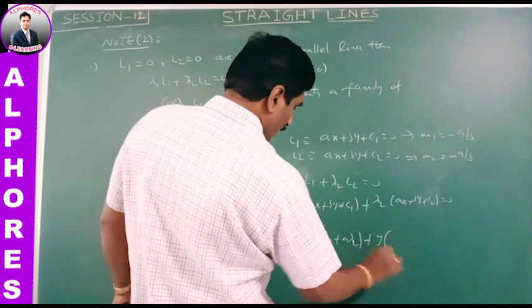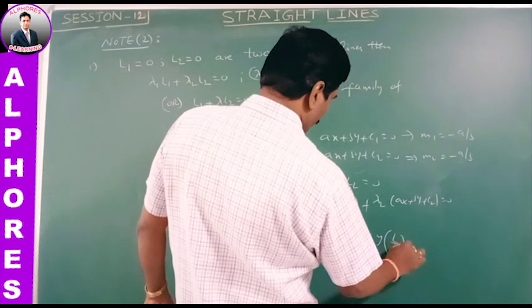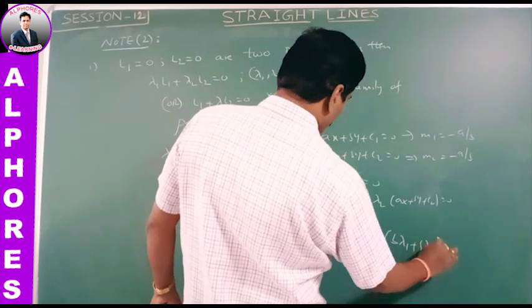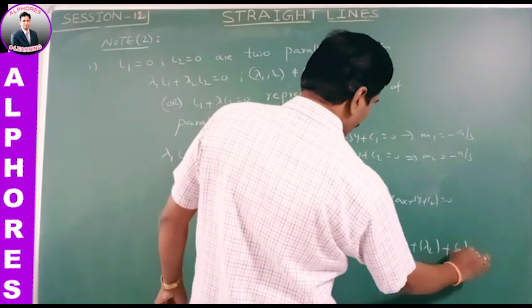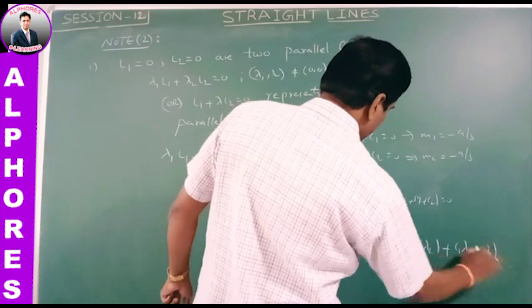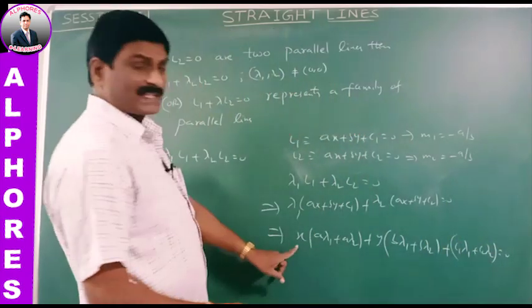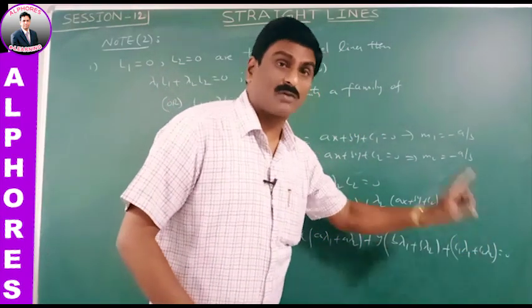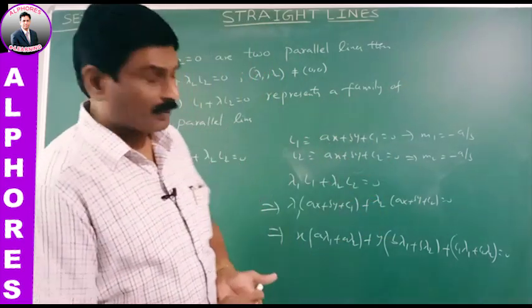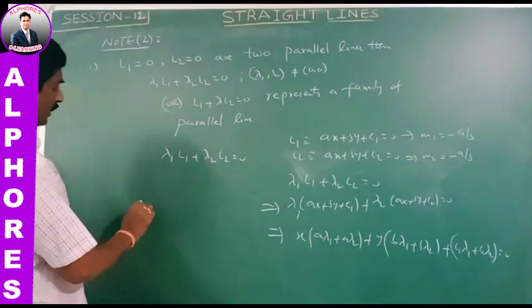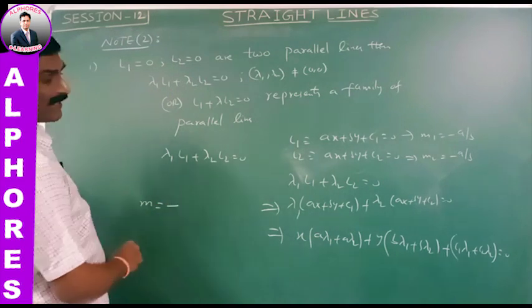Next, the common y terms: b lambda 1 plus b lambda 2 plus c1 lambda 1 plus c2 lambda 2 is equal to 0. Please observe this value. It is in the form of ax plus by plus c is equal to 0 for different values of lambda 1 and lambda 2. Okay. What is the slope of this line? Slope m is equal to minus of x quotient by y quotient.